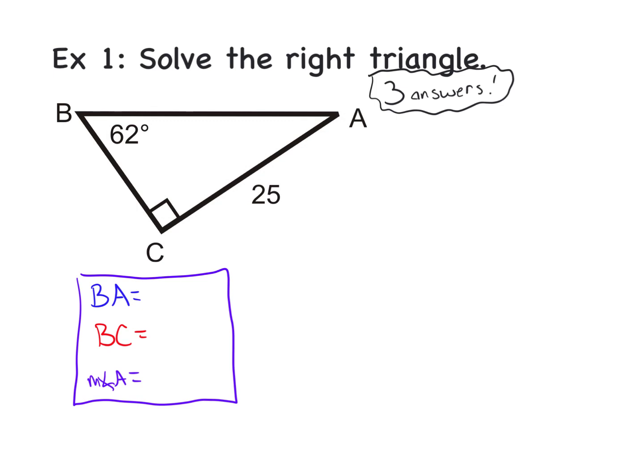All right, also what I would do is label the 3 things that I'm missing X, Y, and Z on the triangle. So BA is a missing side. I'm just going to put X there. BC is a missing side. I'm going to put Y. And then we said angle A was missing, so I'll put Z there. X, Y, and Z. So I know I'm going to solve for those 3 things on that triangle.